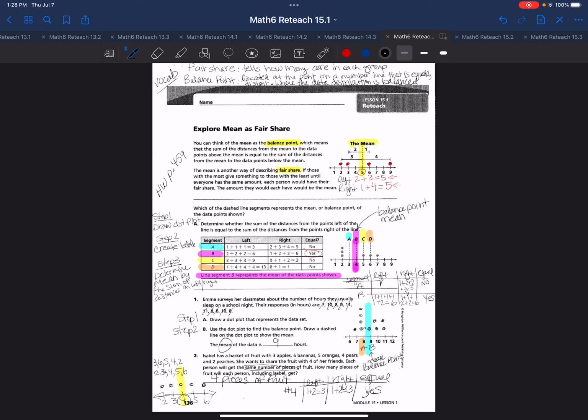That is our lesson. Module 15, Lesson 1, Grade 6.